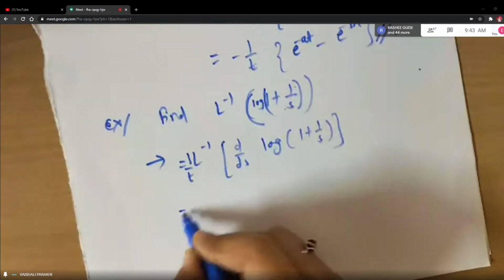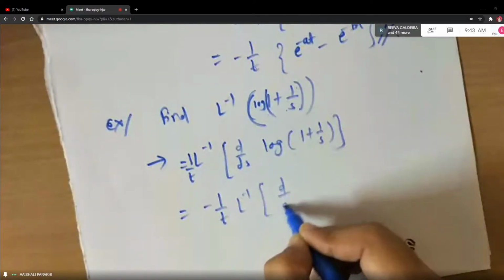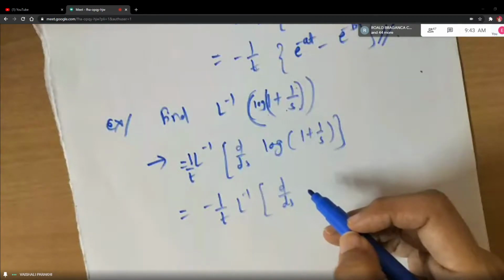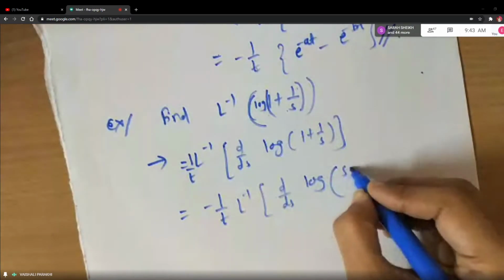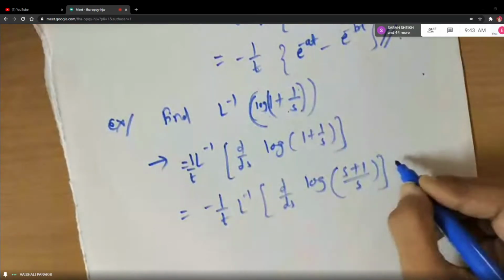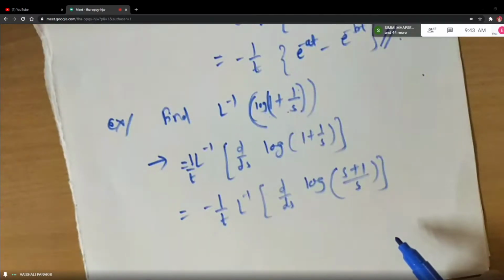Correct? Then like the previous problem, I'm going to keep everything else, and then what I'm going to do is this: log of 1 plus 1 upon s can be written as log of s plus 1 upon s, no? I'm just cross multiplying, students. So that we can separate the terms: log of s plus 1 minus log of s. Correct?